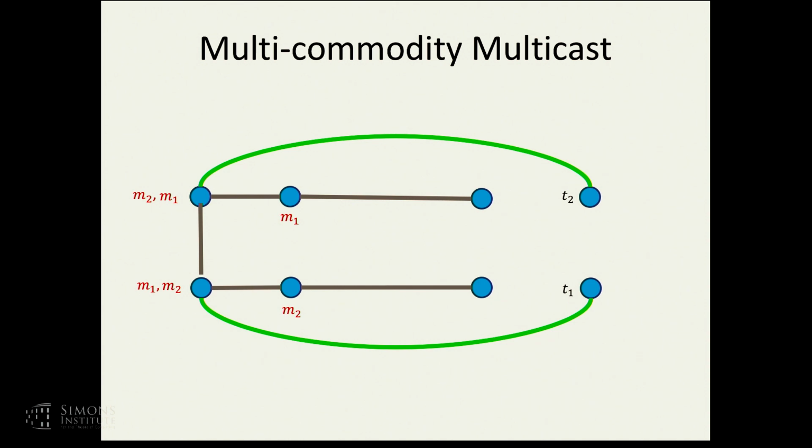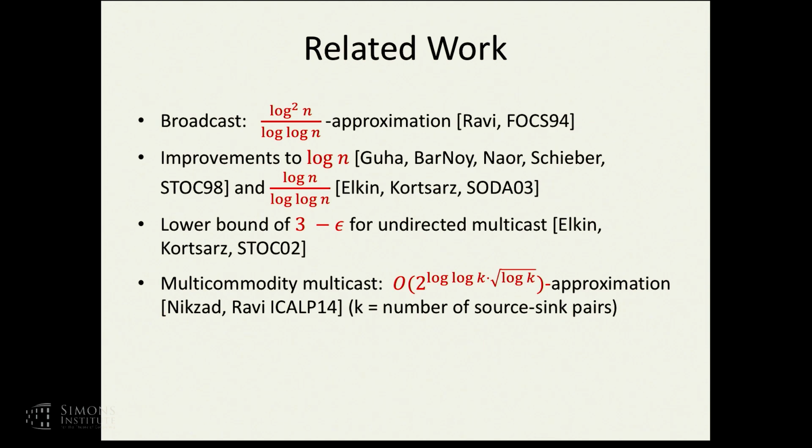Now that problem is really hard to solve. In fact, the best known approximation for this multi-commodity multicast is what I call the Mary Poppins guarantee: super polylogarithmic, sub-polynomial. So it's one of those Mary Poppins problems.